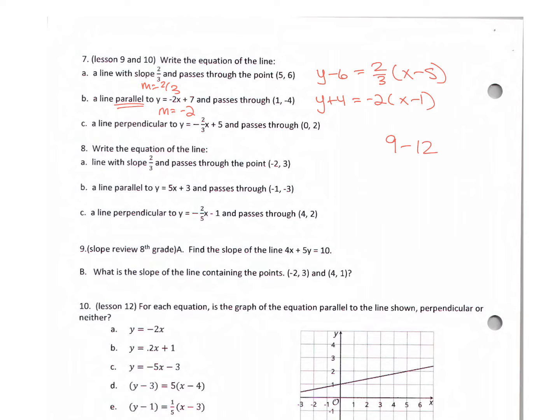The next one says it needs to be perpendicular to this. So the slope of this line is negative 2/3. So the perpendicular slope would be positive 3/2. And it goes through 0, 2. So I would have y minus 2 equals 3/2 x plus 0. Or you could have x minus 0, or you could just drop the 0 altogether and just have the x.